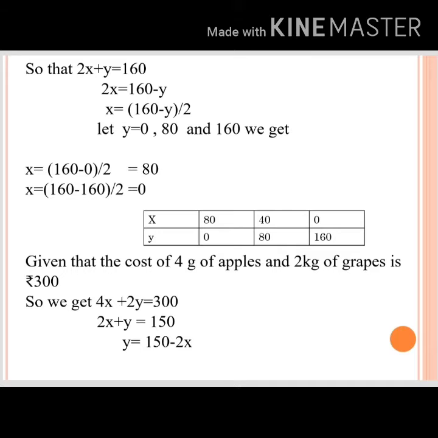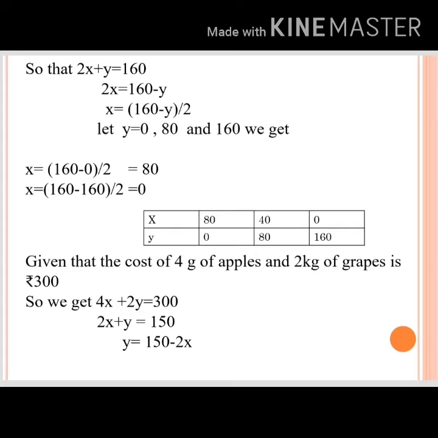Now let us replace some values of y to get the value of x. Now if we take y = 0, we get x = 80. And if we take y = 80, we get x = 40. And if we take y = 160, we get x = 0. So we replace the values y = 0, 80 and 160 in the equation x = (160 minus y) upon 2.